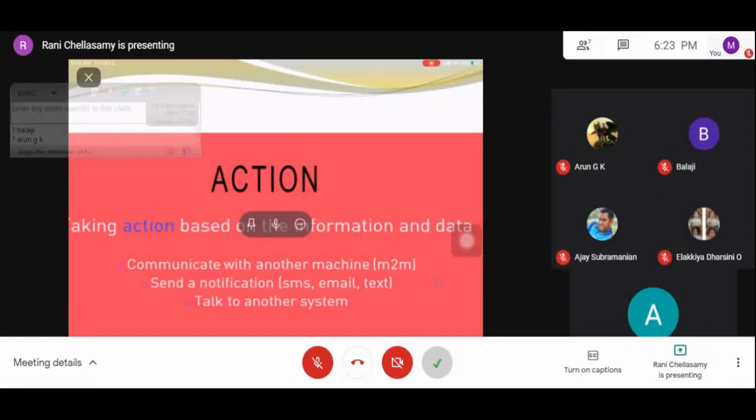That action can be communicated to another machine, so machine-to-machine communication can be there, and notifications can be sent through another organization or anything else. It can be sharing information or sending a notification via SMS, email, or text. In other words, the action can be talking to another system. These are some examples of actions. So collection, communication, analysis, and action are the life cycle of the Internet of Things.